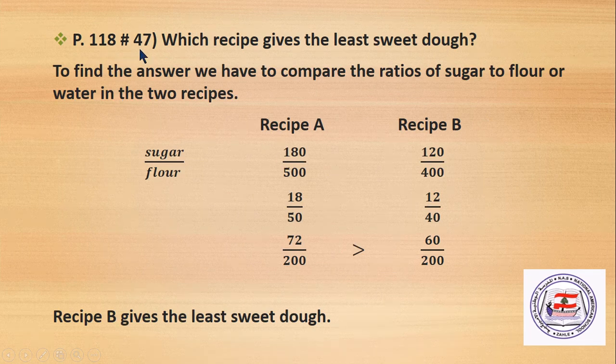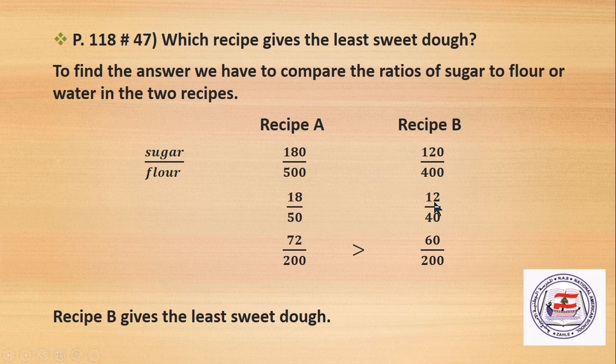Page 118, number 47. Which recipe gives the least sweet dough? Least sweet, then we must find the grams of sugar used so that we will see which has the least sweet. Now to find the answer we have to compare the ratios of sugar to flour or to water. It's the same in the two recipes. I chose sugar to flour. In recipe A, 180 grams of sugar to 500 grams of flour. In recipe B, 120 grams of sugar to 400 grams of flour.